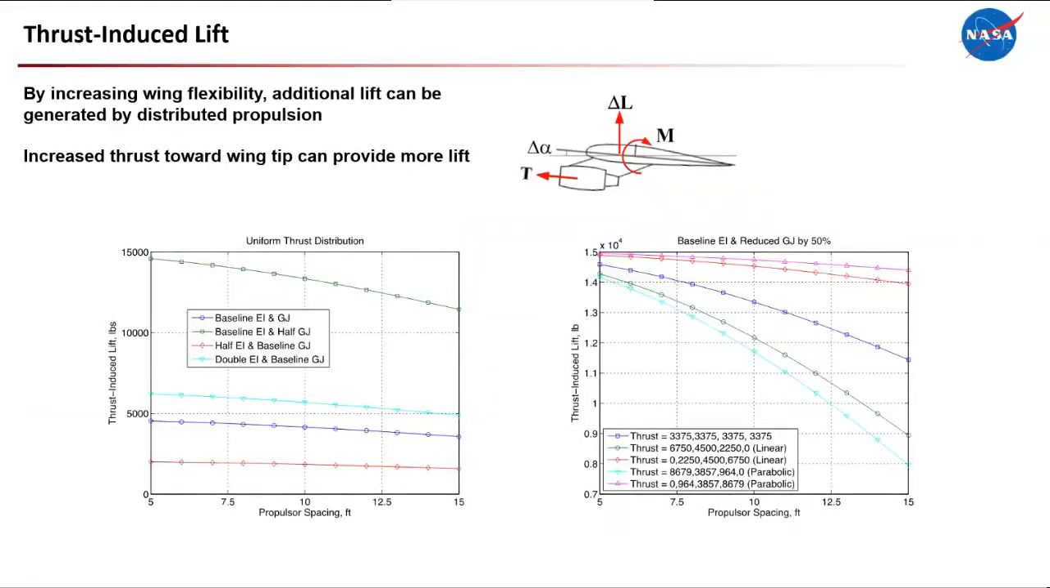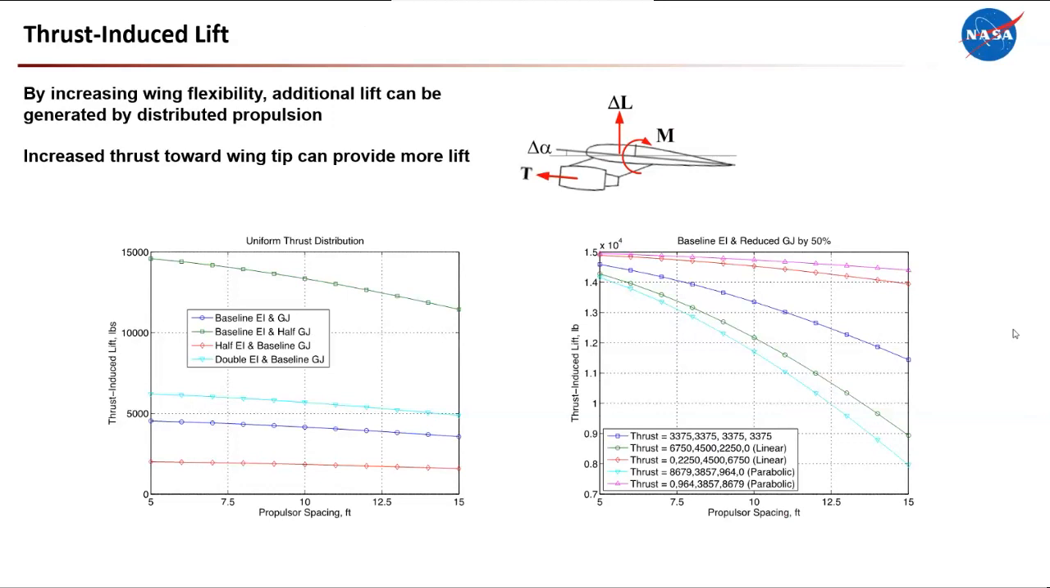So basically, the thrust produced by the propulsors could generate lift for us. If we make the wing more flexible, then we can actually twist that wing. By twisting that wing, we can make the wing pitch up, and when it pitches up, it creates an angle of attack, and that angle of attack is going to generate additional lift for us. So we can tailor the amount of lift by changing the stiffness of the wing. If we make the wing more flexible or less stiff, then we can potentially get more lift out of that wing.